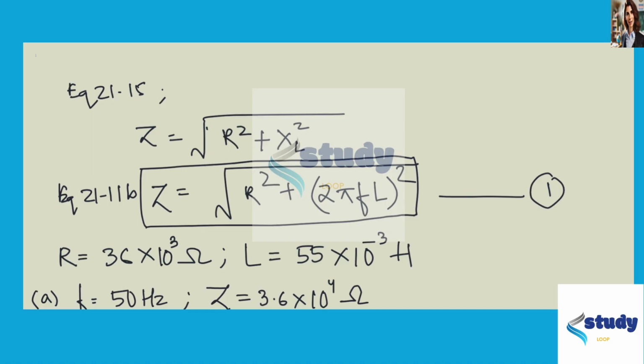So in real, Z is actually, let me just write the exact value. So Z is 3.609 times 10 to the power 4 ohms. So you see Z and R are almost equal. And this means that the second term over here has no contribution, and that is because of the low frequency. Now for part B, let me just go to the next page.